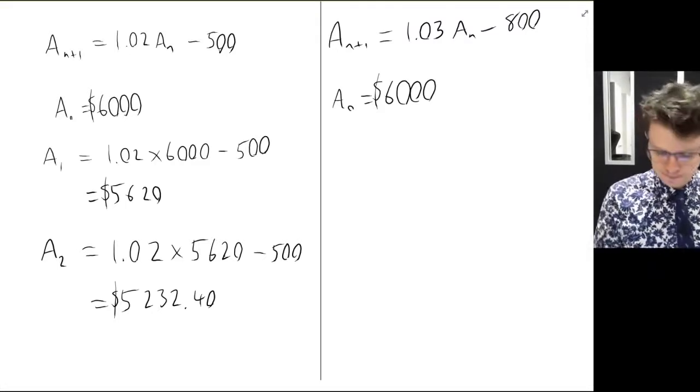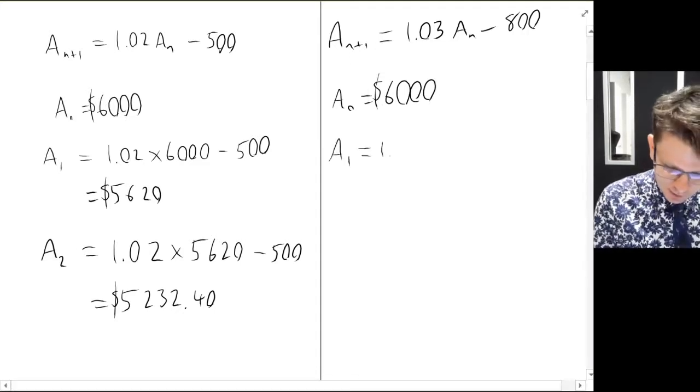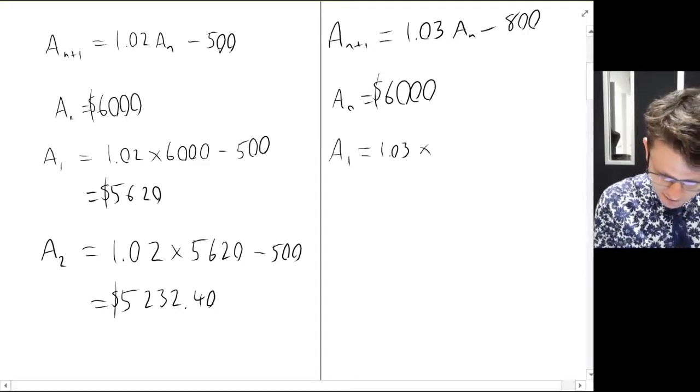Alrighty, so let's have a go, see how it goes. So A1 is going to be 1.03 times 6,000 minus 800.